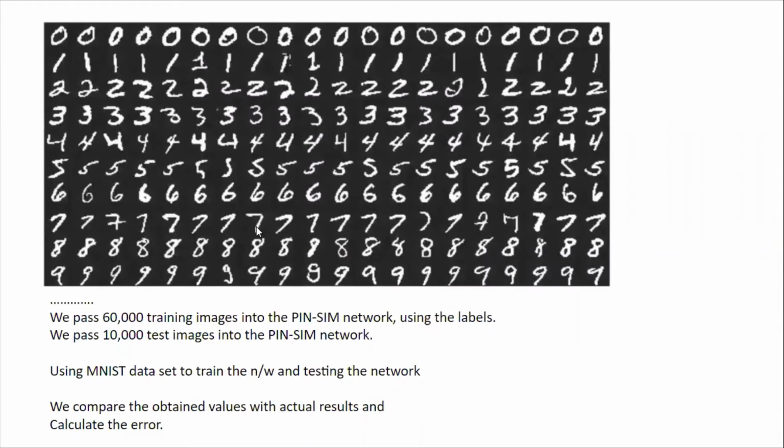To train our software, we pass 60,000 training images that look like the image above into the PinSim network using the labels. To test our software, we pass 10,000 test images into the PinSim network. Using the MNIST data set, we train and test our network. We then compare the obtained values with actual results to calculate the error.